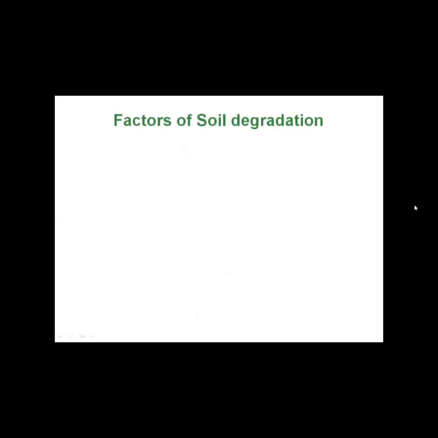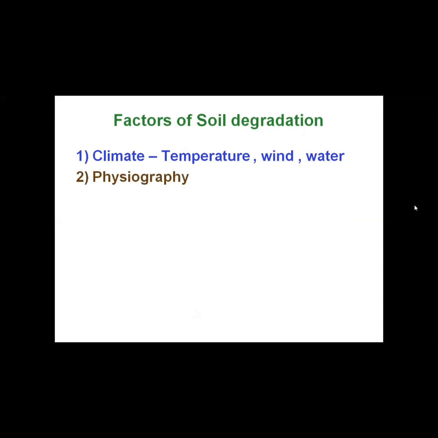Then we will see the different factors of soil degradation. The first important factor is climate, and among the climate factors, temperature, wind and water are important. Second is the physiography of the soil. Third is vegetation. Fourth is the different soil properties.